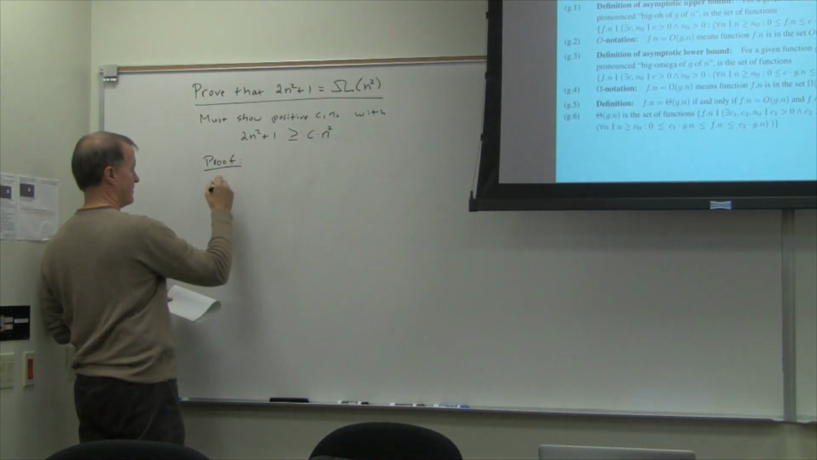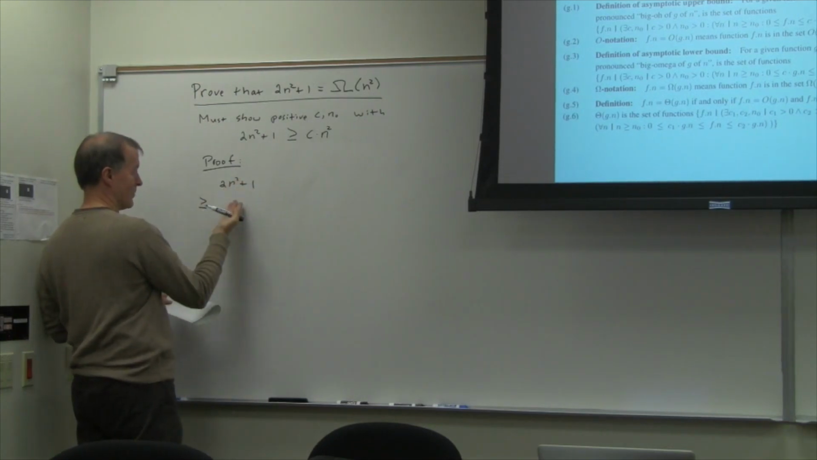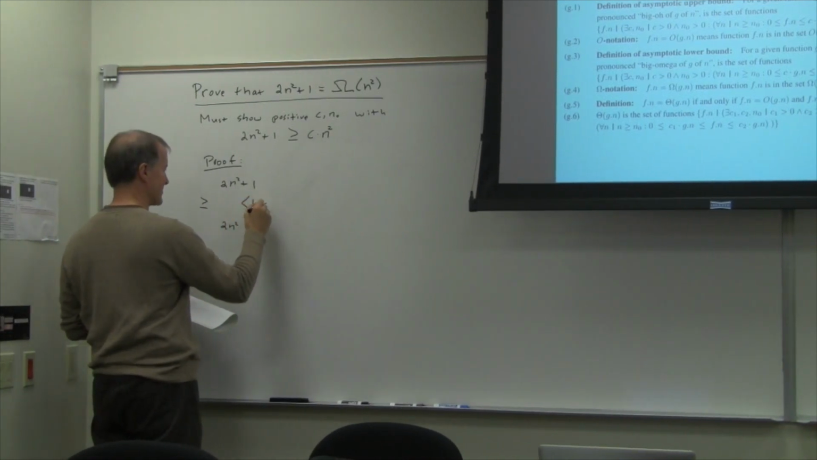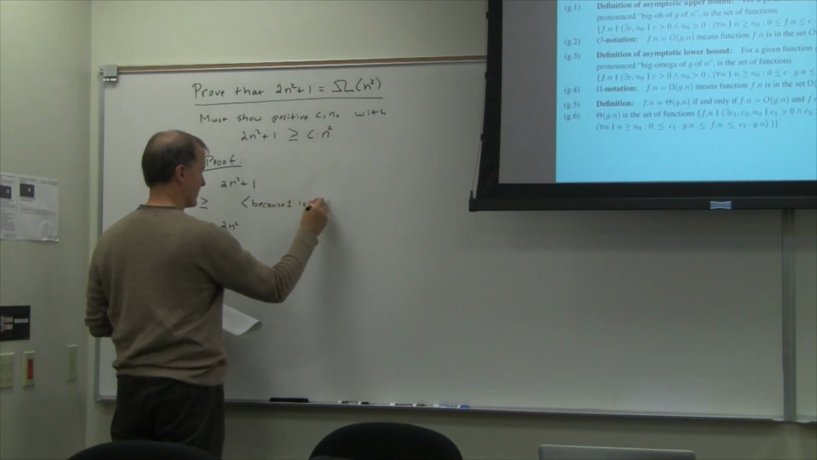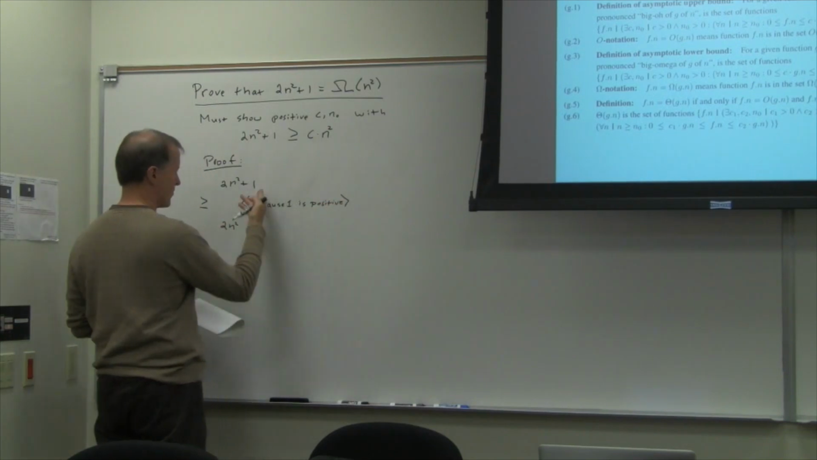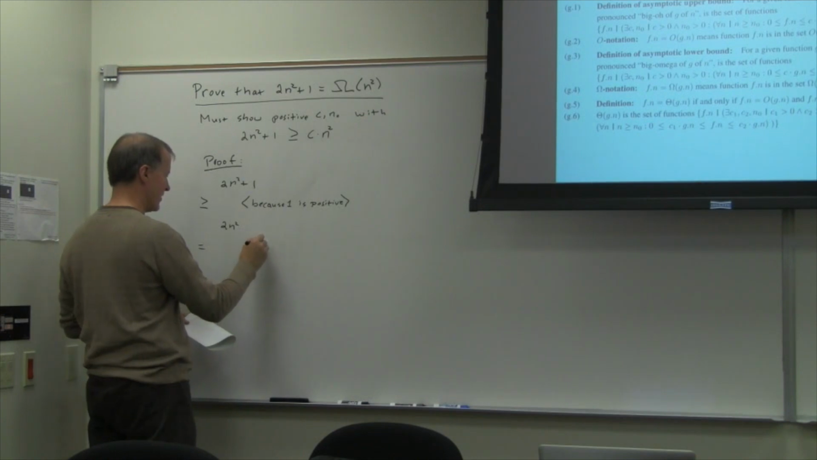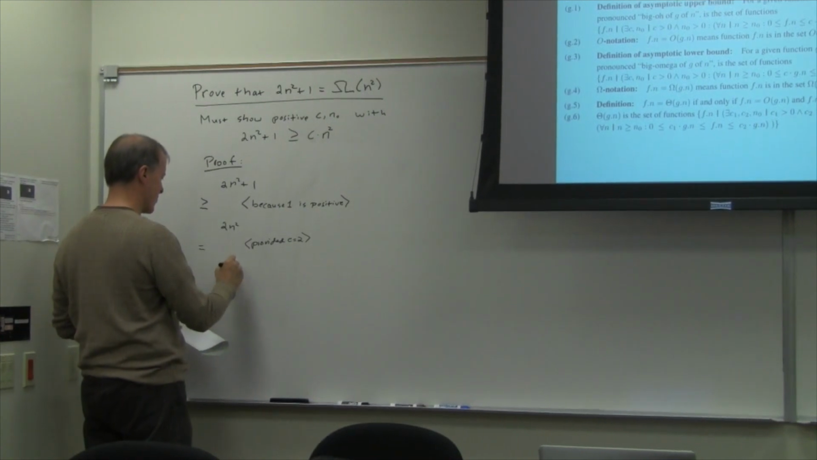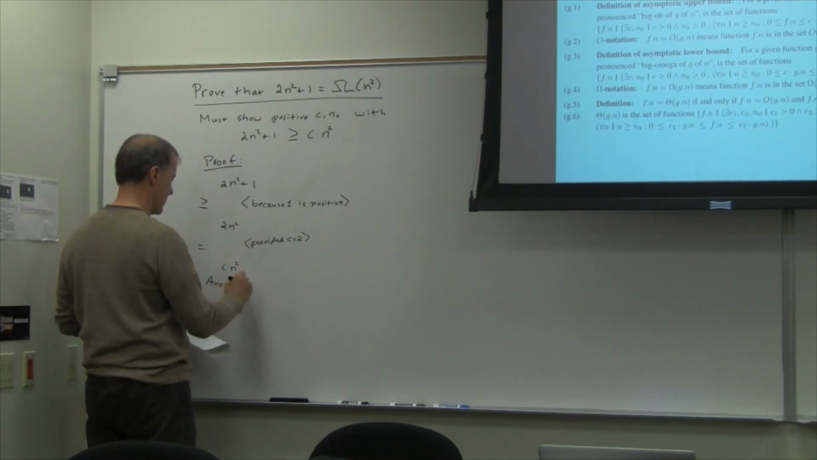So we start with what? 2n squared plus 1 is greater than or equal to just 2n squared, because 1 is positive. If you drop something positive, it's got to be greater than or equal to this. But this equals, provided c equals 2, c times n squared. And here again, any n naught will work.